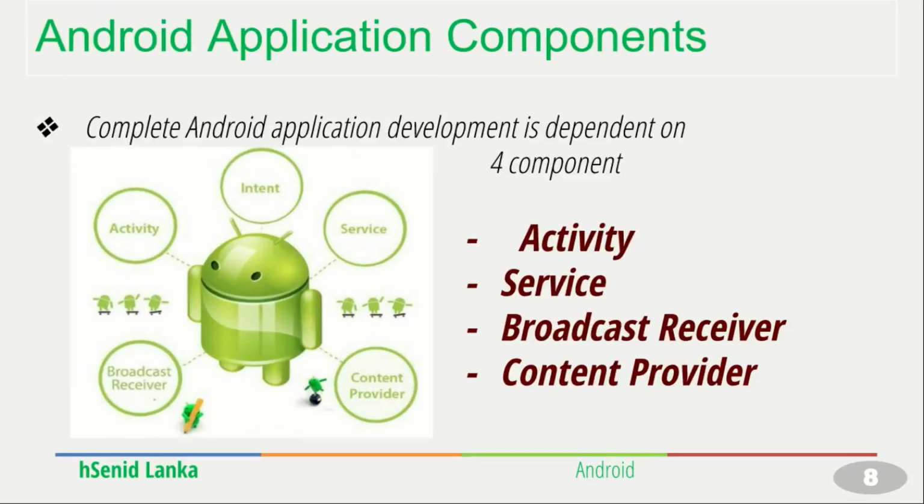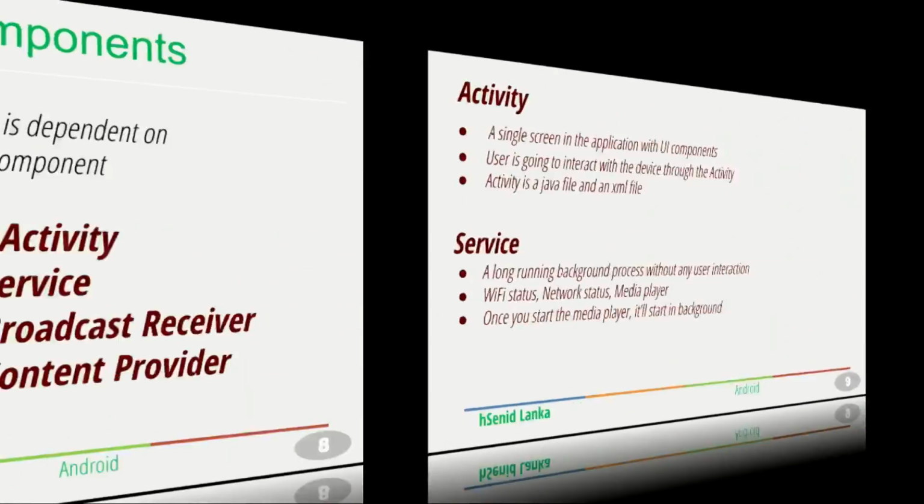Now let's talk about Android application components, or what Android consists of. Complete Android application development depends on four main components. Here you can see these four main components. They are activity, service, broadcast receiver, and content provider. Let's briefly discuss what each of these components means.